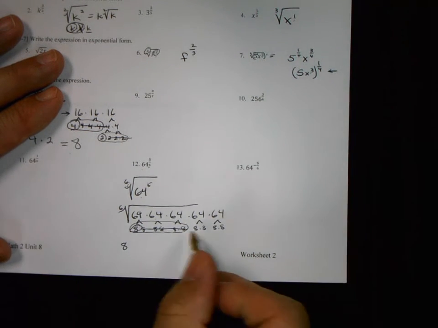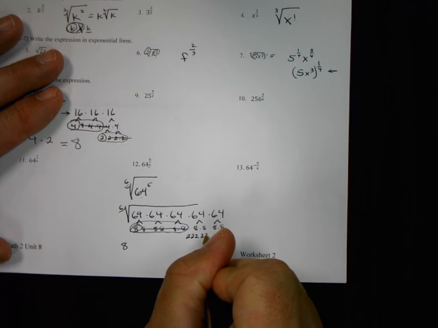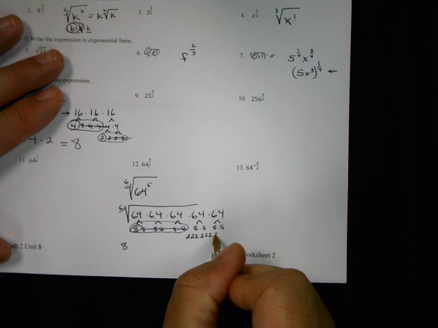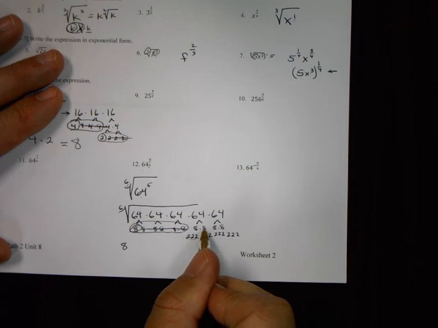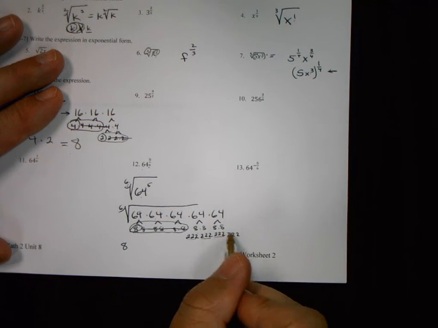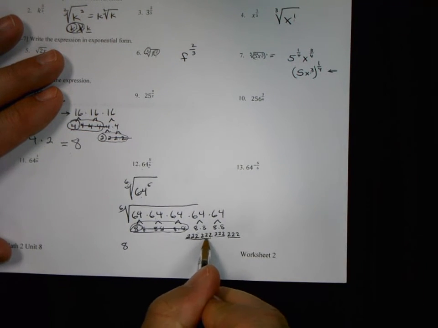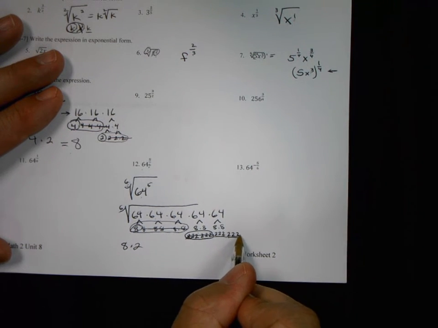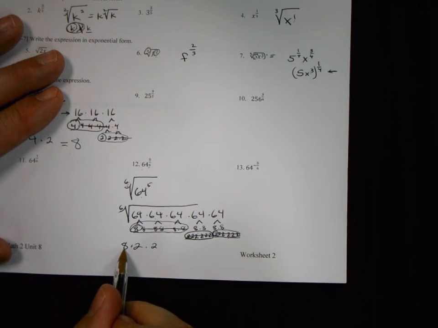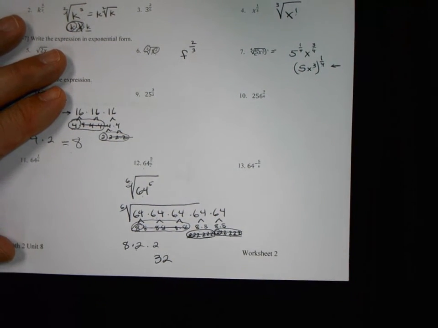Unfortunately, we only have 4 of those, but we've got to remember 8 is 2 times 2 times 2. So this is one of the 8s. This is the second 8. There's the third 8, and there's the fourth 8. Well, remember, we need 6 to get one out. Well, 1, 2, 3, 4, 5, 6. 2 gets out. 1, 2, 3, 4, 5, 6. Another 2 gets out. 8 times 2 is 16, and 16 times 2 is 32 when we're all done.